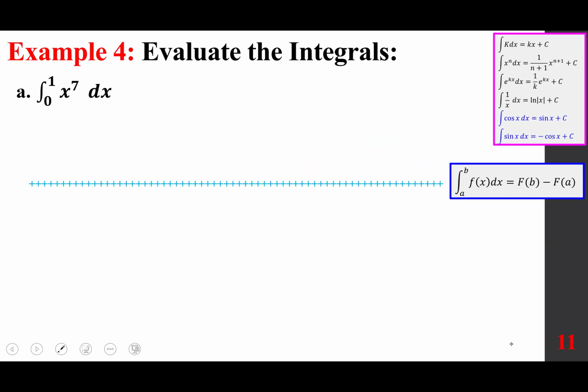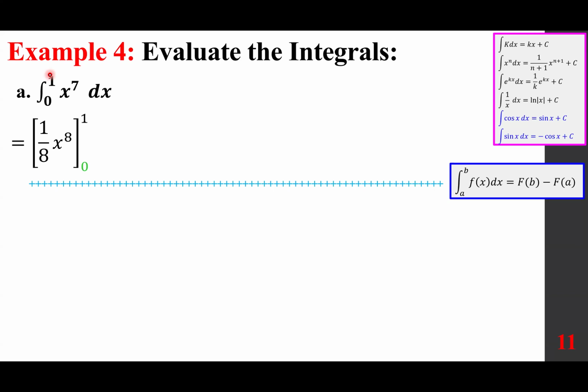All right, let's go with the definite integral and fundamental theorem of calculus. We're going to use this one. So we want x to the power of 7. We want to evaluate it from 0 to 1, which is a number, is 1/8 x to the power of 8. We don't need the constant, everybody, because this is not an indefinite integral.